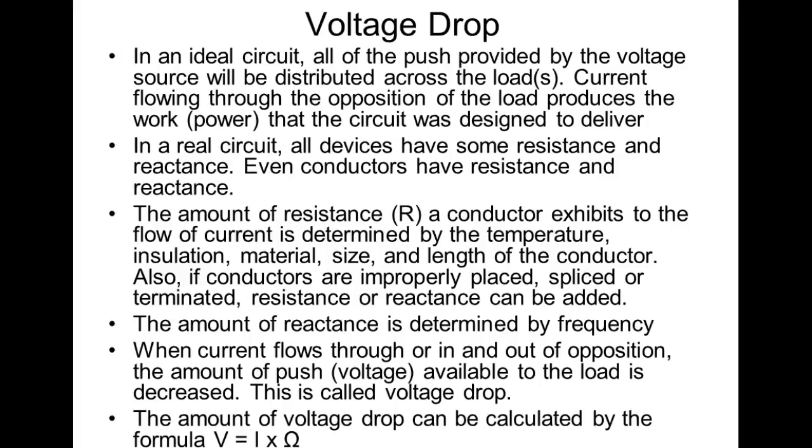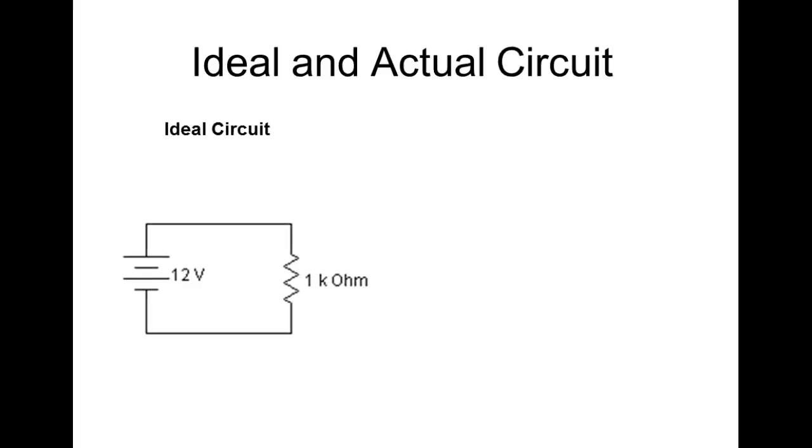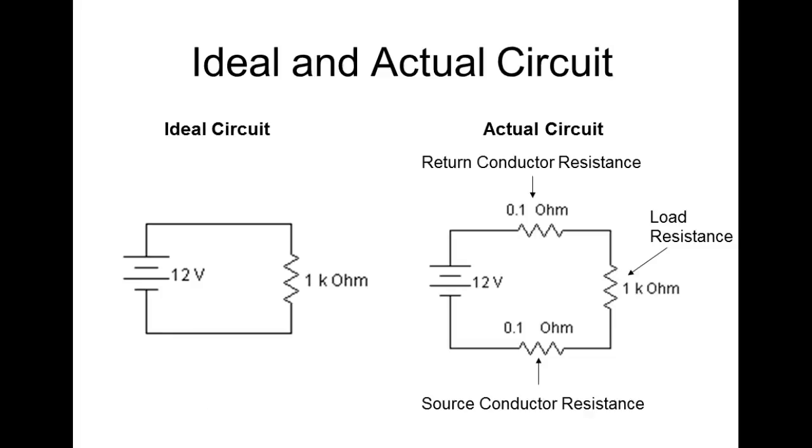The amount of voltage drop can be calculated by the formula V is equal to I times ohms. So if I know the opposition of the cable and I know the current that I'm trying to conduct, then I can calculate the voltage drop across my wire, right? If that is unacceptable for what load I'm trying to run, then what would I probably need to do? I would probably need to go up to a bigger size conductor. So this is an ideal circuit right here. And this right here is a true circuit.